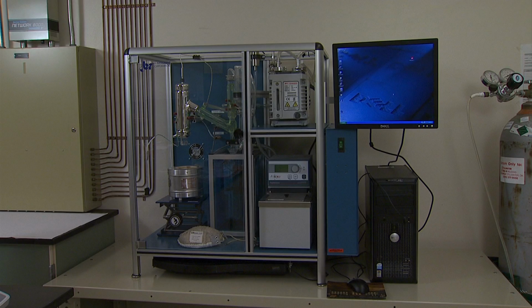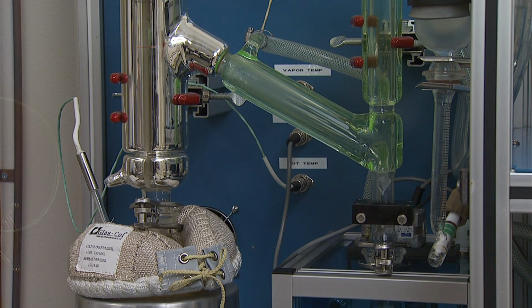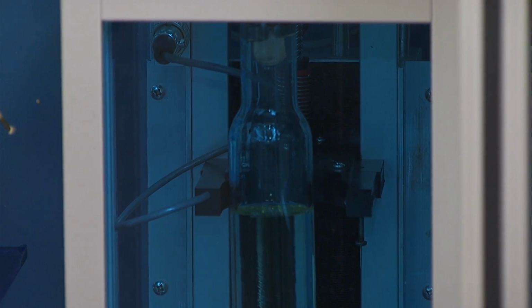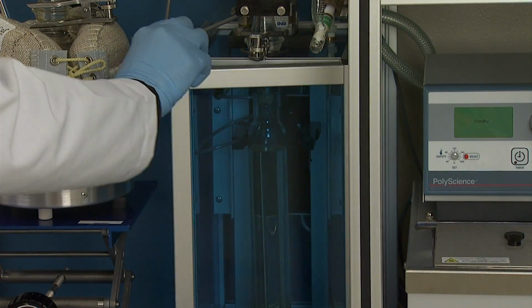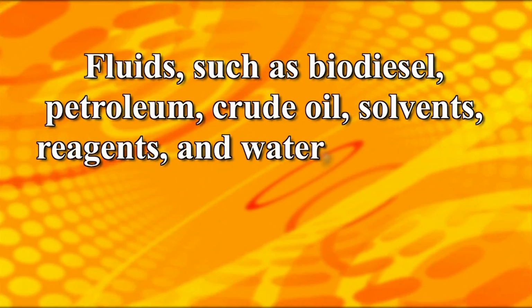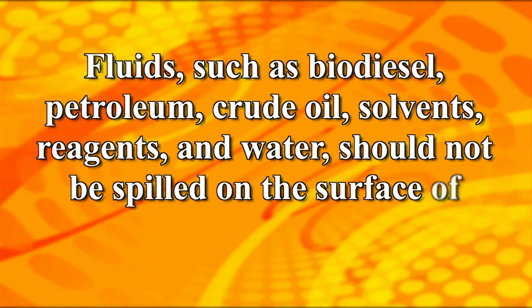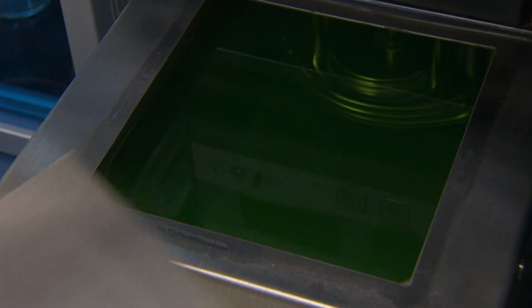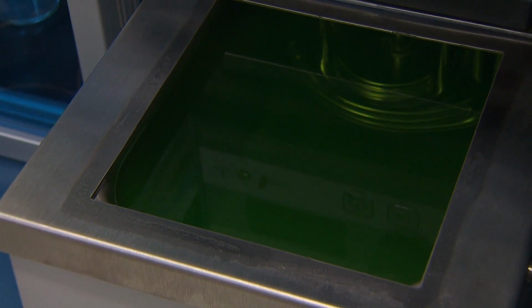Extreme caution must be exercised with the use of the distillation apparatus. Special precautions include: all parts of the distillation apparatus can get very hot when in use, especially near the distillation flask and the receiver. Allow all parts to cool before touching or cleaning. Fluids such as biodiesel, petroleum, crude oil, solvents, reagents, and water should not be spilled on the surface of the heating mantle. Equipment failure may occur. Check the condenser bath level. The level should be maintained above the coil inside the bath.